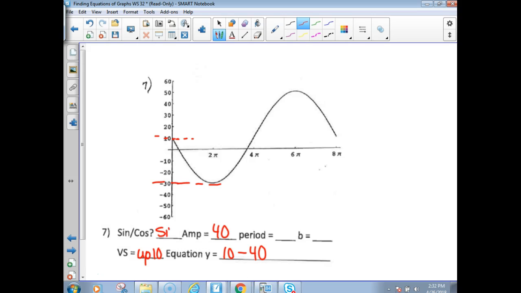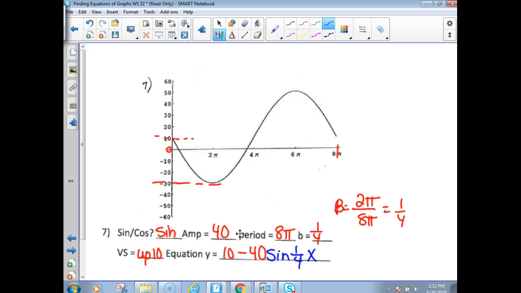This would be a sine. The period is going from 0 to 8 pi. So B would be 2 pi divided by 8 pi, and that's 1/4. All right, so the equation is 10 minus 40 sine 1/4 x, or theta. You're welcome.